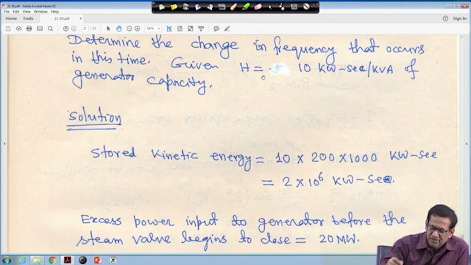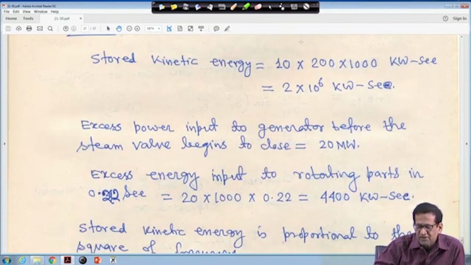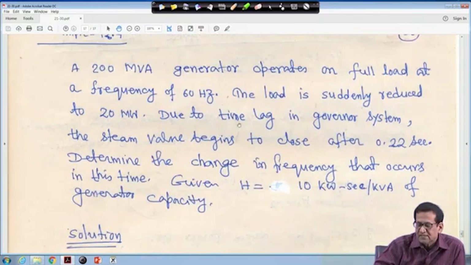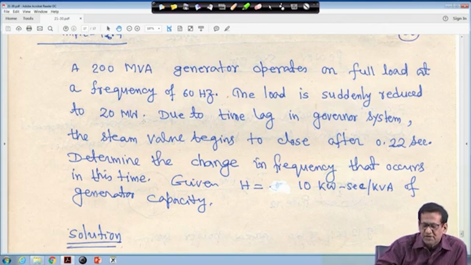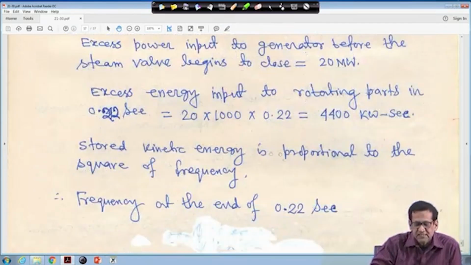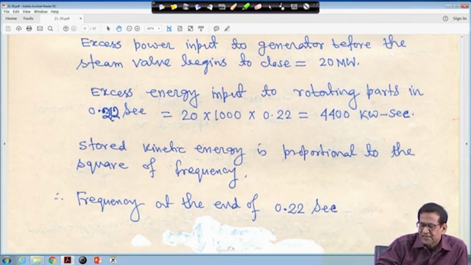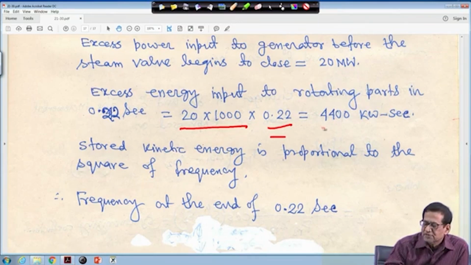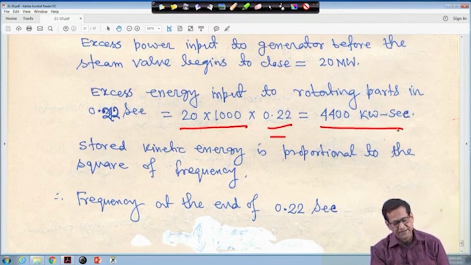Next, the excess power input to the generator before the steam valve begins to close is 20 megawatt. The load is suddenly reduced by 20 megawatt, and due to the time lag in the governor system, the steam valve begins to close after 0.22 second. Therefore the excess energy input to the rotating parts in 0.22 second is 20 megawatt converted to kilowatt, 20 into 1000 into 0.22, that is 4400 kilowatt-seconds.